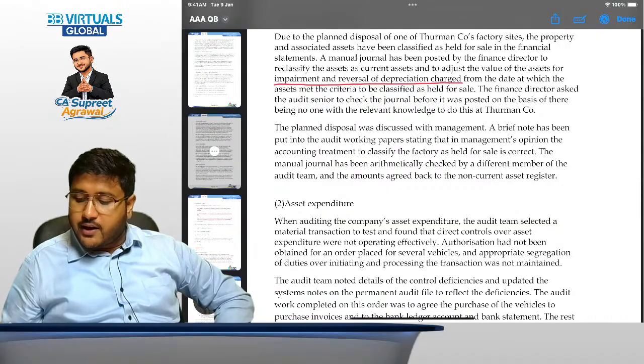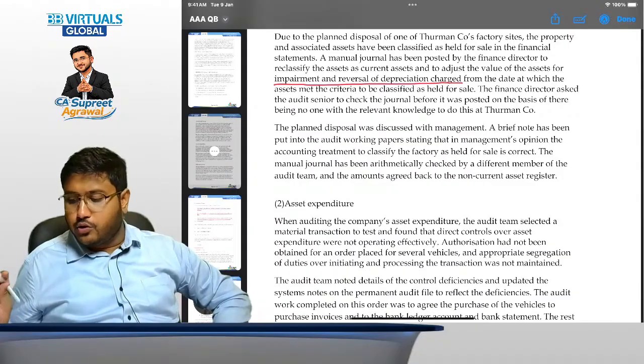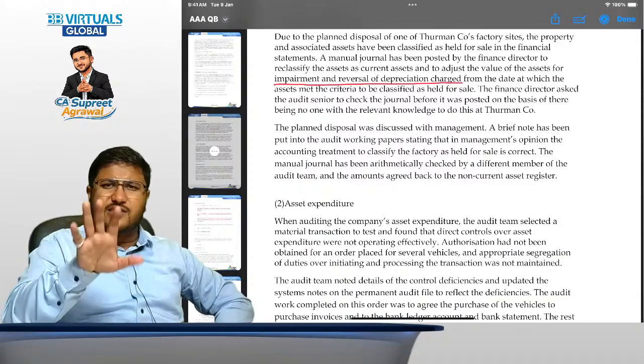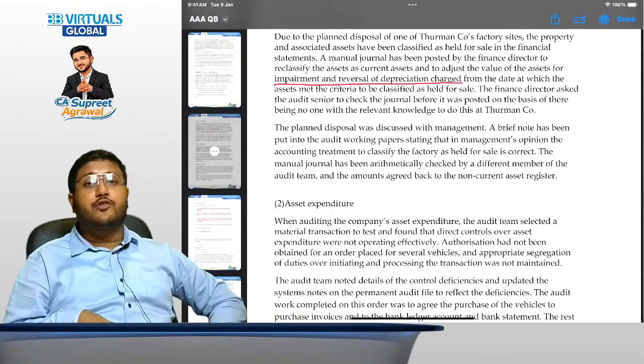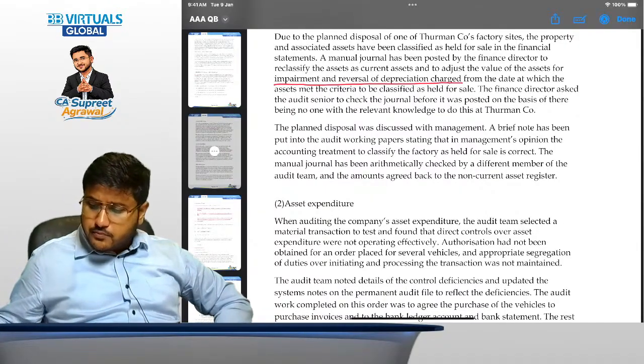The manual journal has been arithmetically checked by a different member of the audit team and the amounts agreed back to the non-current asset register. So the calculation, the casting check has been done. But the main question here is whether it should be classified as held for sale or not, right? That is very important. Okay.